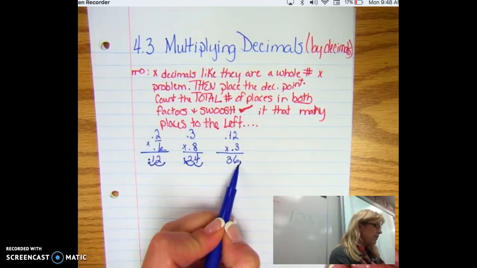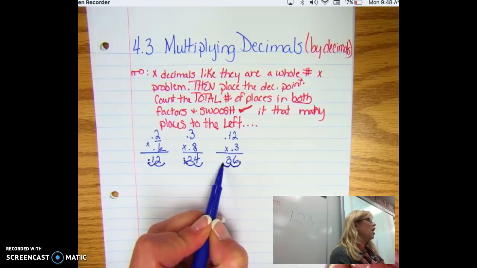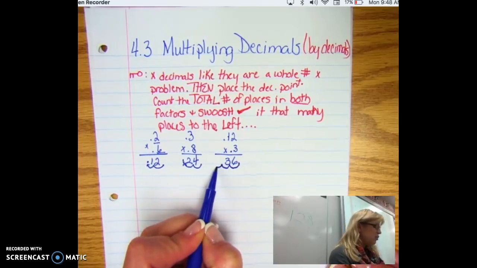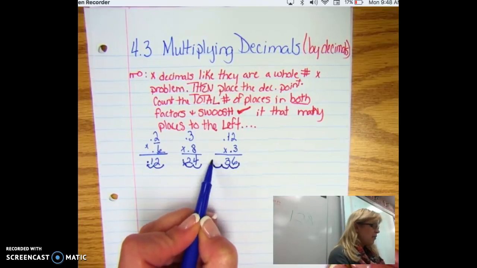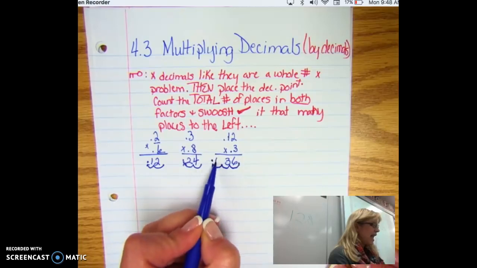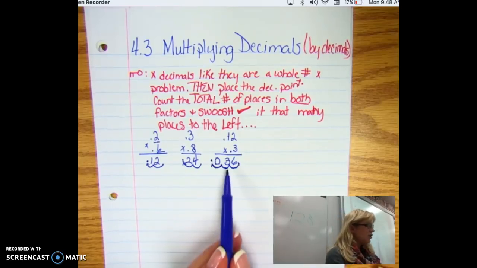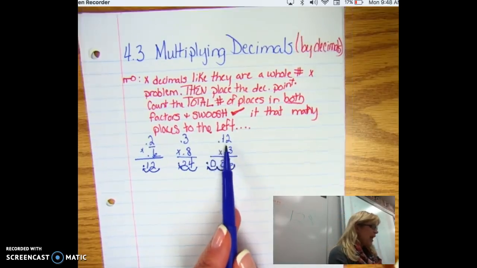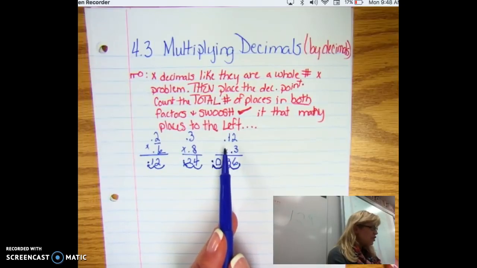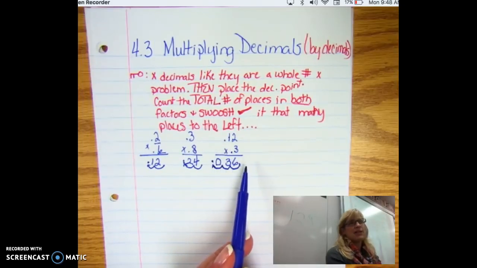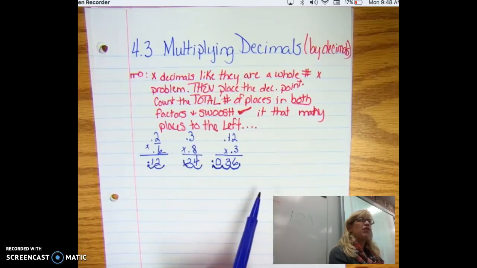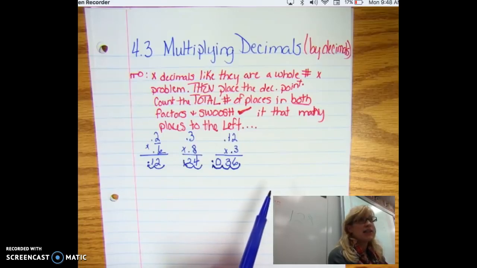But watch what happens. We swoosh 1, 2, uh-oh. But you can swoosh one more over, place your decimal, and then add that 0 to kind of sit in that little divot that we created right there. So if we have 12 hundredths times 3 tenths, you're going to end up with 36 thousandths.